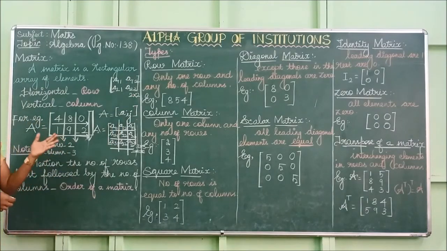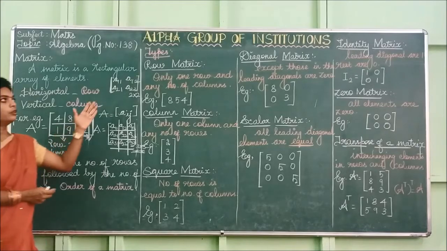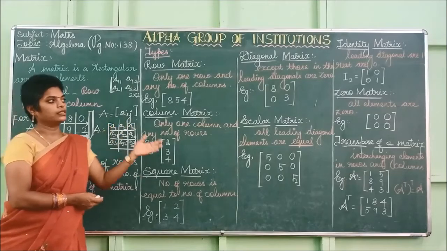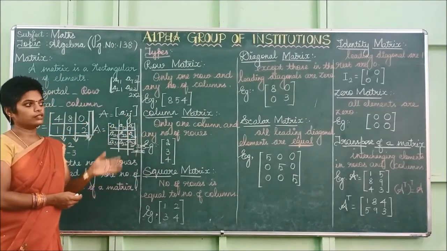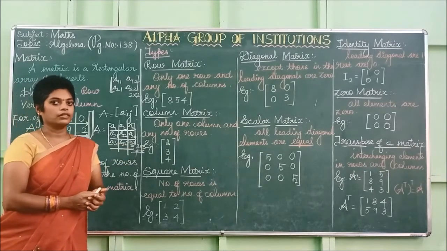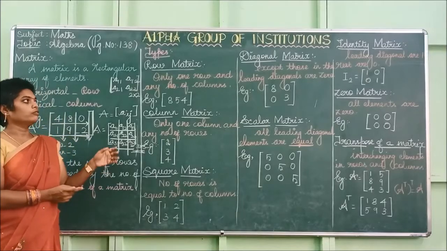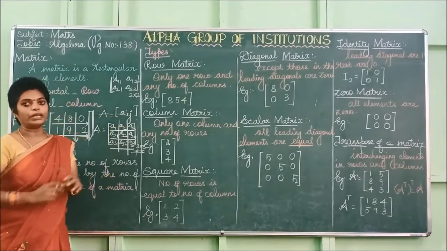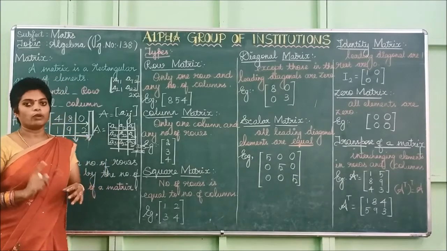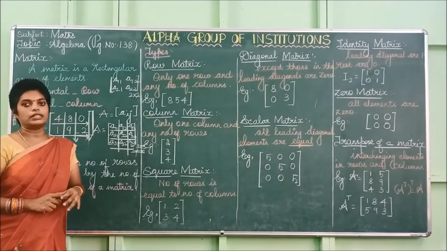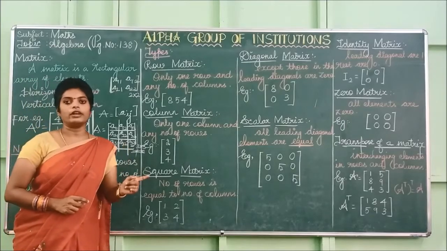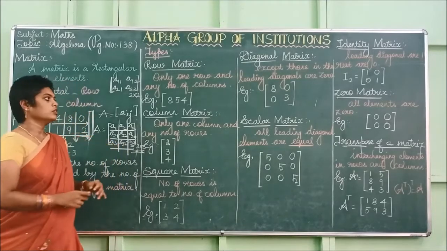Okay, so listen to the types. What are the types? Row matrix, column matrix, square matrix, diagonal matrix, scalar matrix, identity matrix, zero matrix, transpose of a matrix, and also triangular matrix, then negative of a matrix. Now listen to the row matrix. What do you mean by row matrix? A matrix is said to be a row matrix if it has only one row and any number of columns. So listen once again, a matrix is said to be a row matrix if it has only one row and any number of columns.